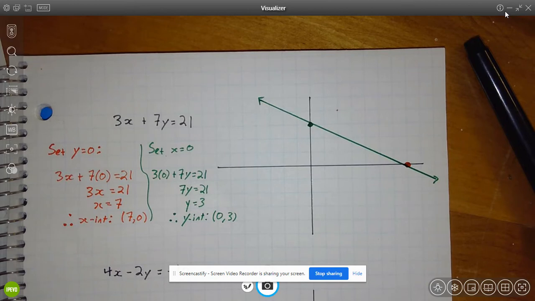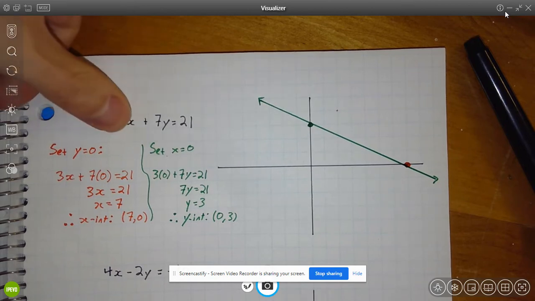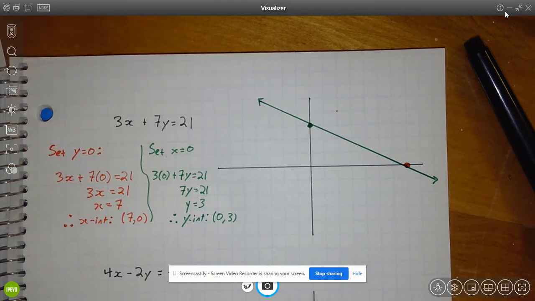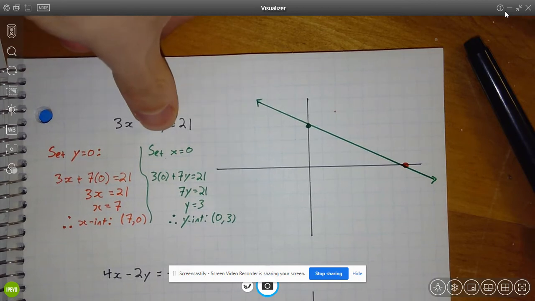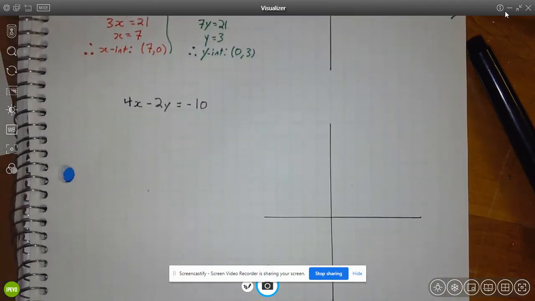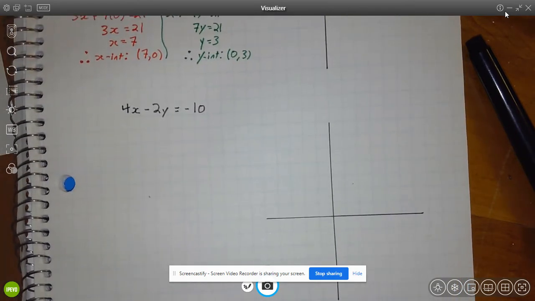Sometimes this is called the thumbnail method, because to find the y-intercept, I just cover up x and solve for y. And to find the x-intercept, I just cover up y with my thumbnail and solve for x, which is the same thing as setting y or x to 0. Let's just do one more example.